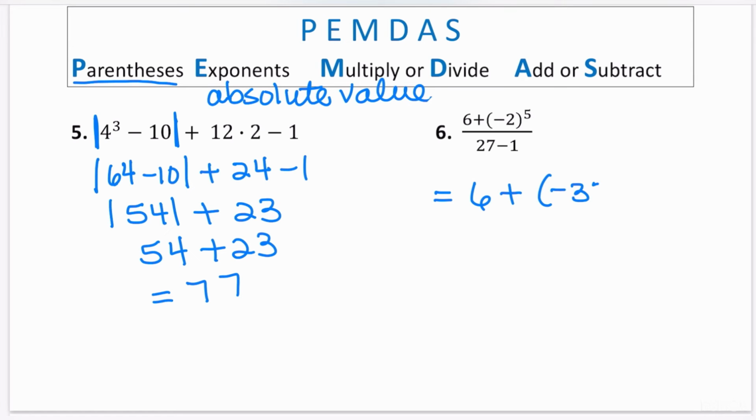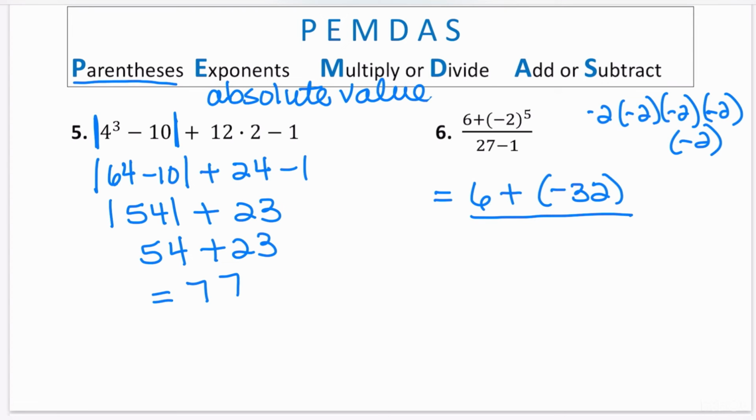So negative 2 to the 5th power, that's 6 plus, and negative 2 to the 5th power is negative 32, because it means negative 2 times negative 2 5 times. Okay, so that's going to be negative 32 when you multiply all over, and then 27 minus 1 is 26. So in the numerator, 6 plus a negative 32 is negative 26, and negative 26 divided by positive 26 is negative 1. So that's my final answer.